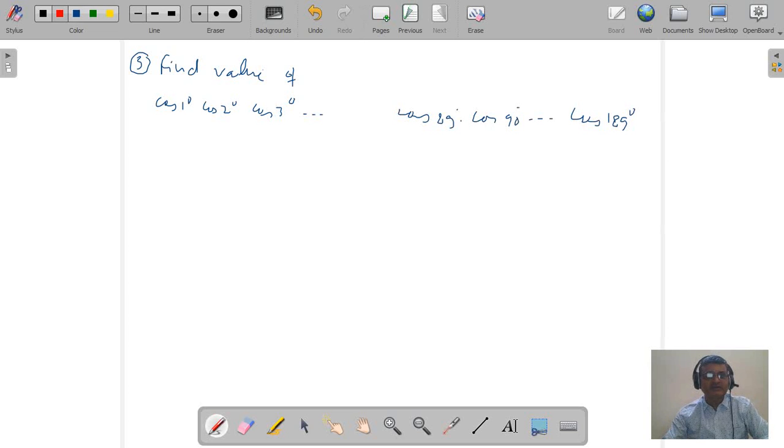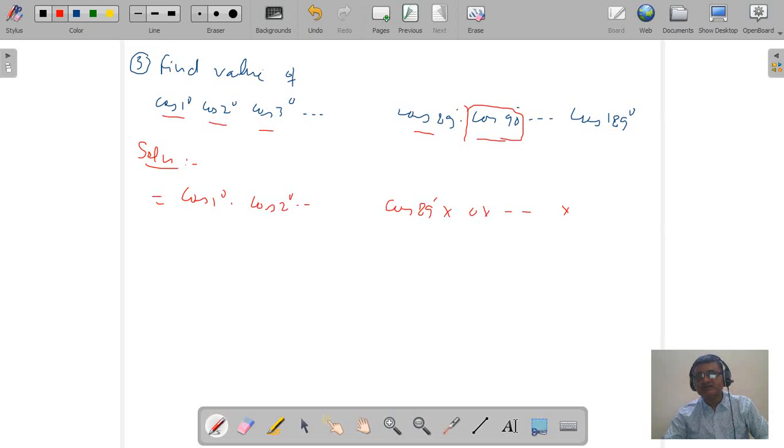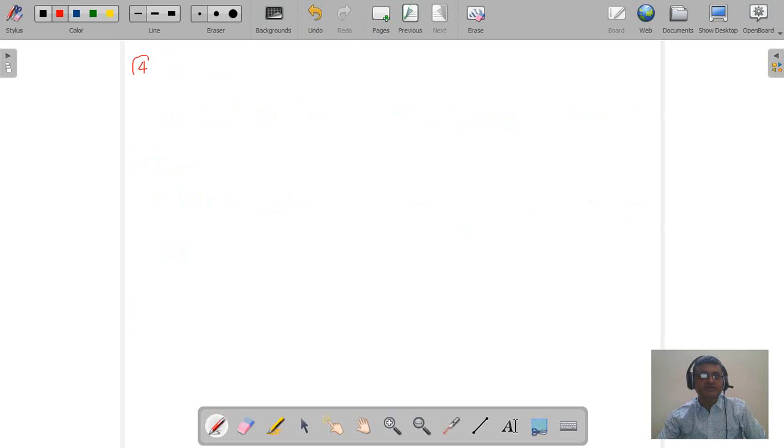So the solution of it we are going to discuss. You can see that here cos 1, cos 2, cos 3, cos 89 and cos 90. You know the value of cos 90. So cos 90, cos 1 degree, cos 2 degree, likewise cos 89 degree into 0 into likewise cos 189 degree. So it is multiplied by 0, so the whole will be equal to 0. So you can see how we are solving this question using the complementary angle formula. Now we are moving to the next question.